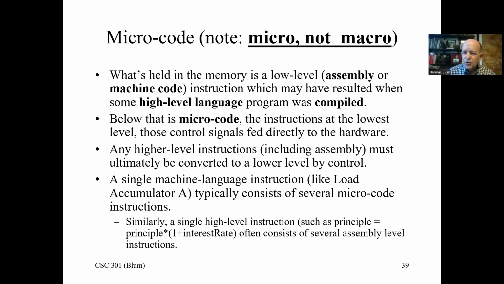In this video, we're going to look at what's called microcode. And note we're saying micro and not macro. So where assembly is assembly slash machine code, that's this lowest level of software, the things that one might put into RAM to execute your program. And microcode is at a lower level.